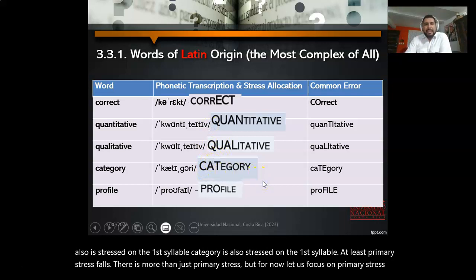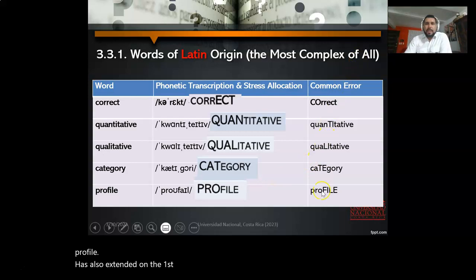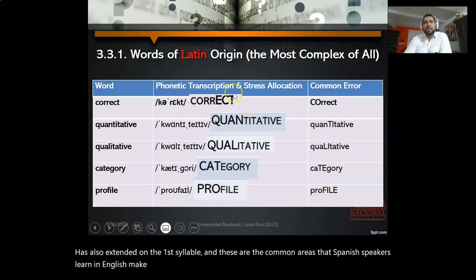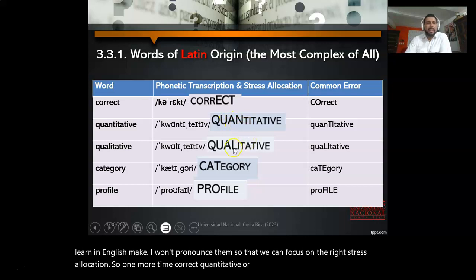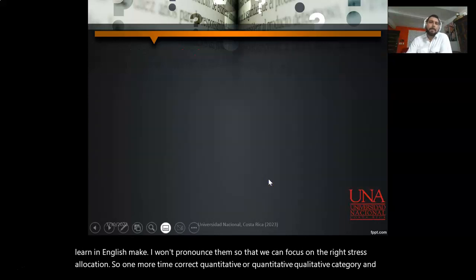Profile is also accented on the first syllable, and these are the common errors that Spanish speakers learning English make. I won't pronounce them so that we can focus on the right stress allocation. So one more time, correct, quantitative, qualitative, category, and profile.